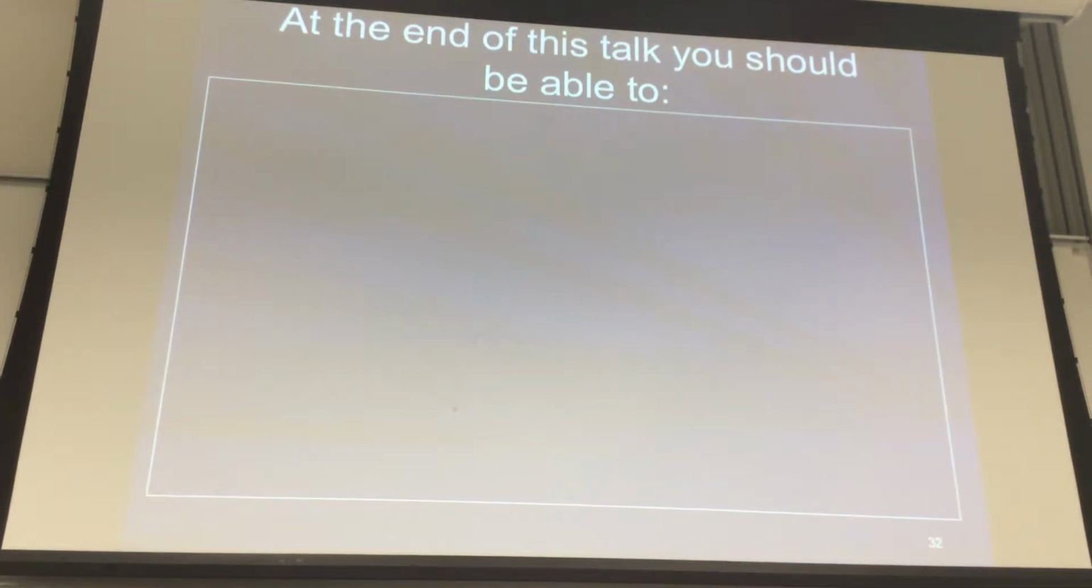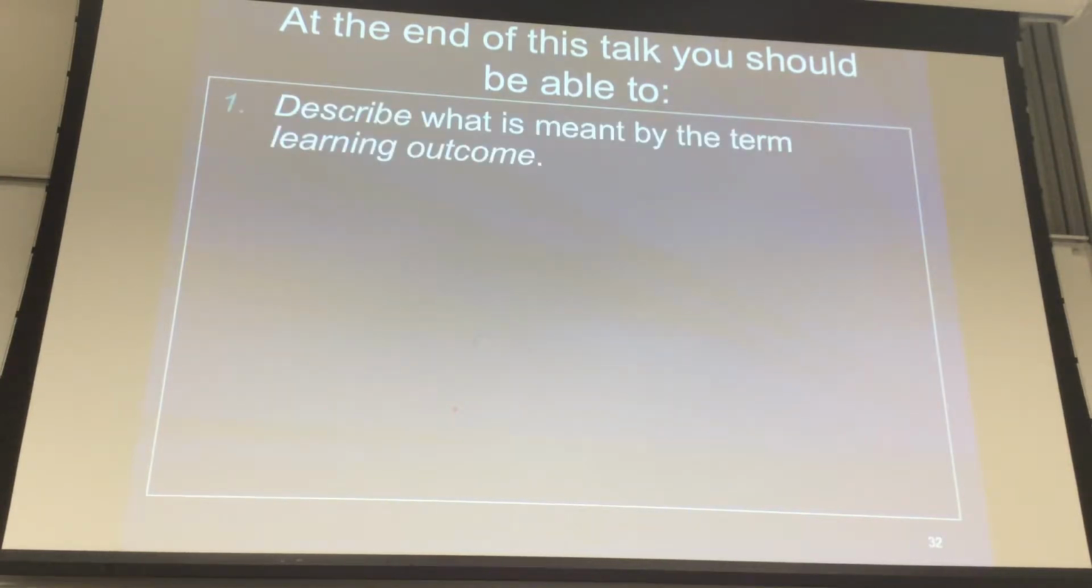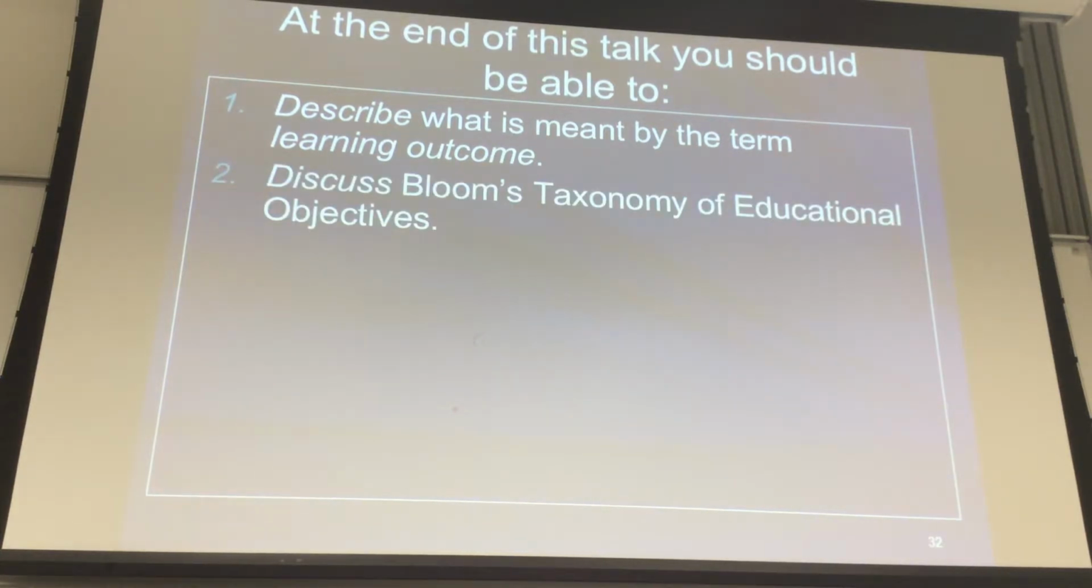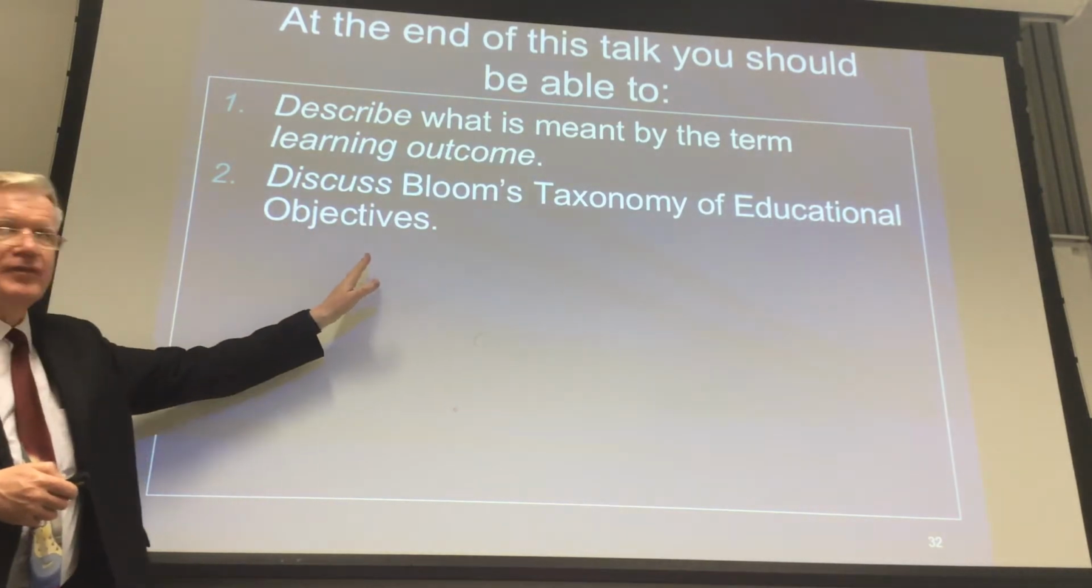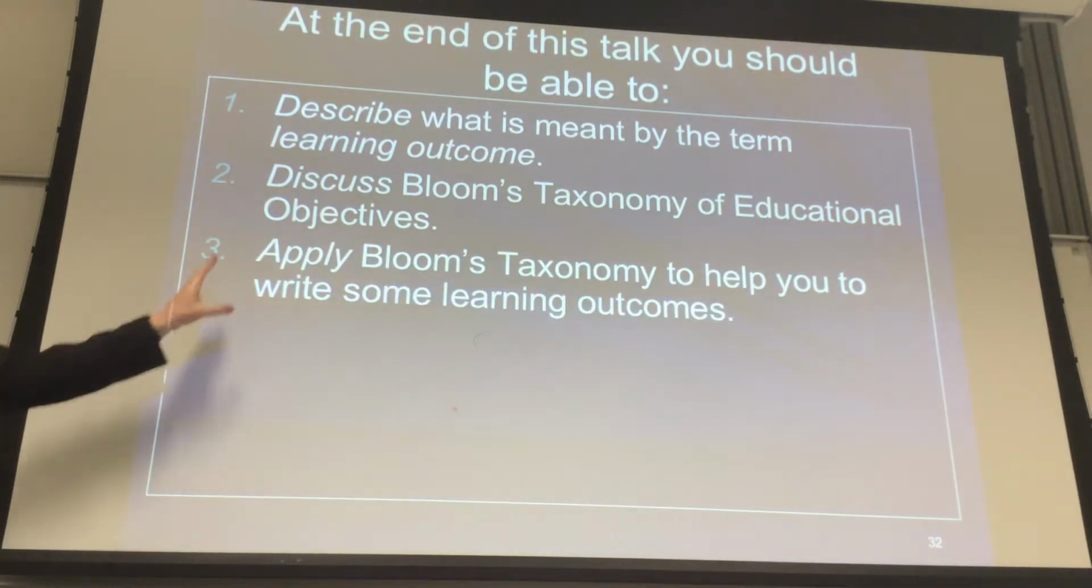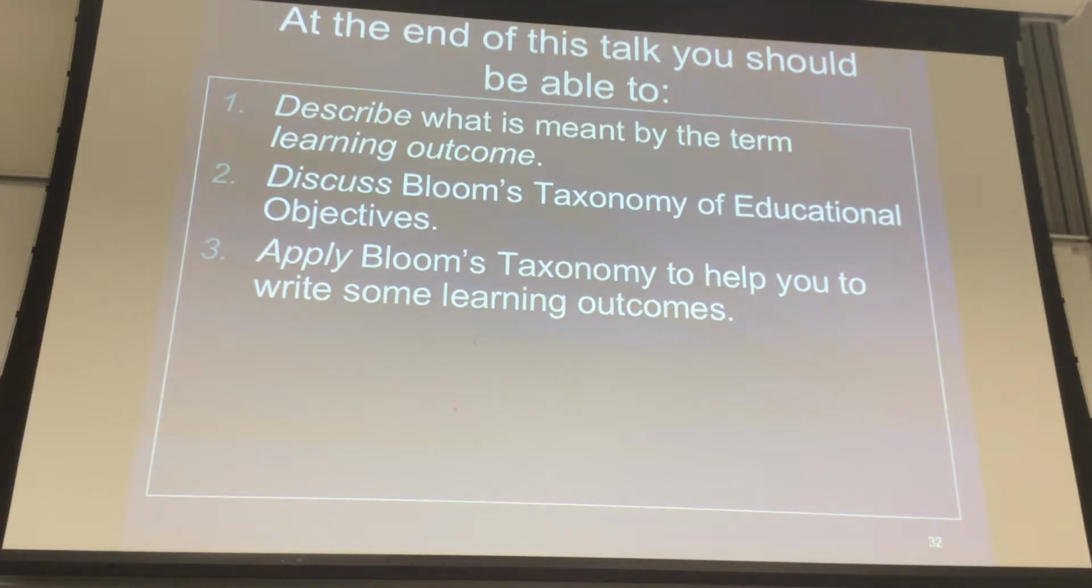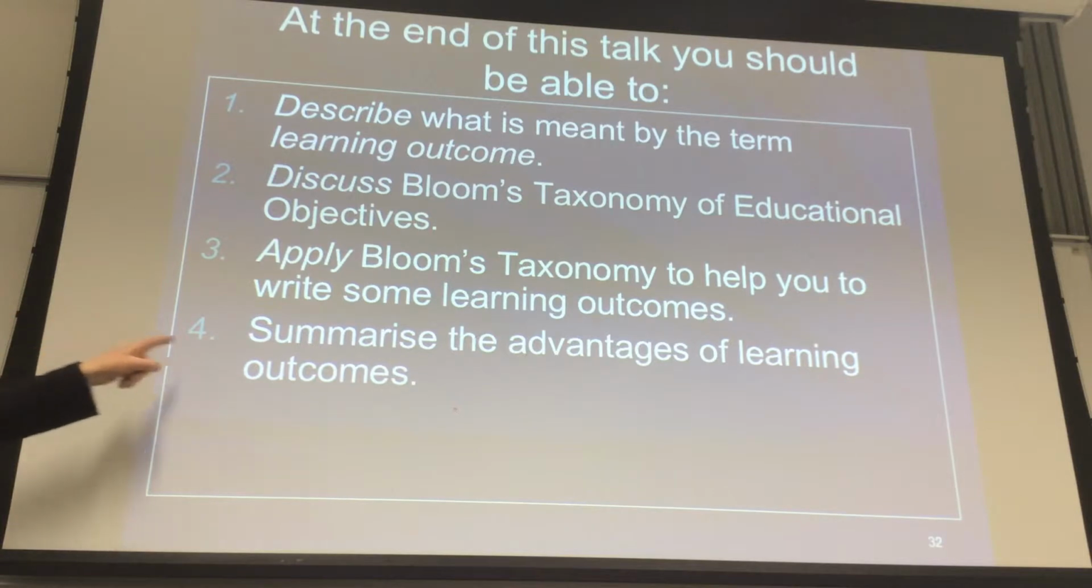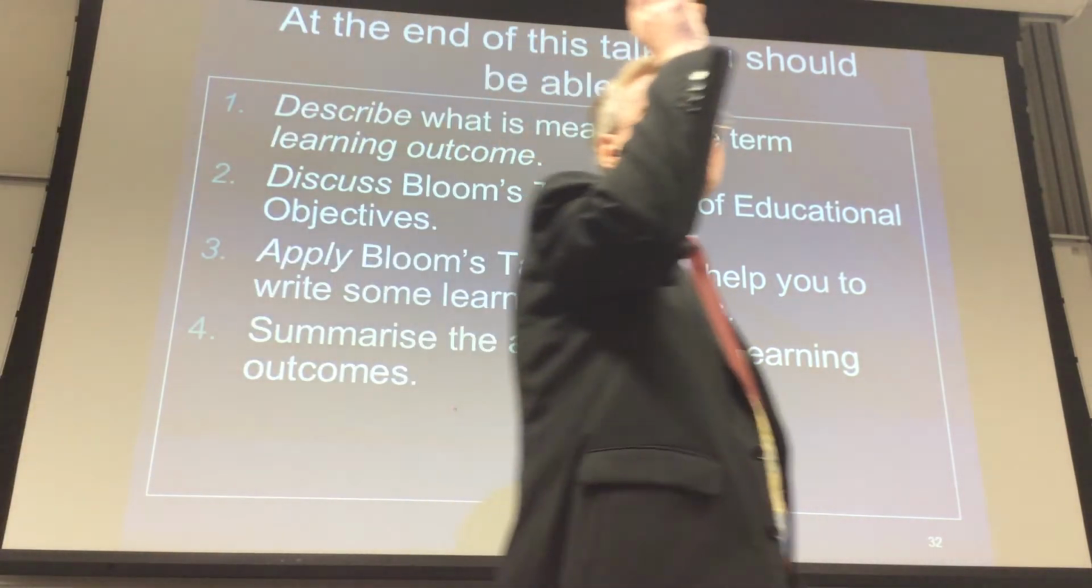So in the first half of this presentation, my learning outcomes were, hopefully you can now describe what the term learning outcome means: a statement of what a student should know, understand, and be able to do at the end of a learning process. Hopefully you can see we can apply Bloom's taxonomy to help us to write learning outcomes, and we'll be able to summarize the advantages of learning outcomes in terms of learning outcomes being the international language.